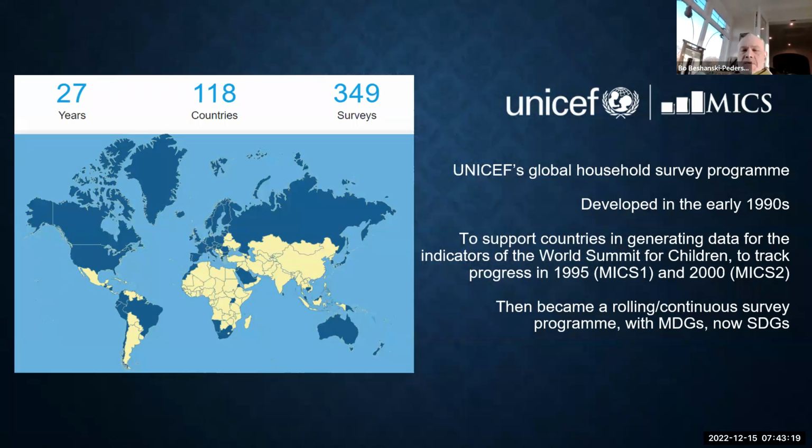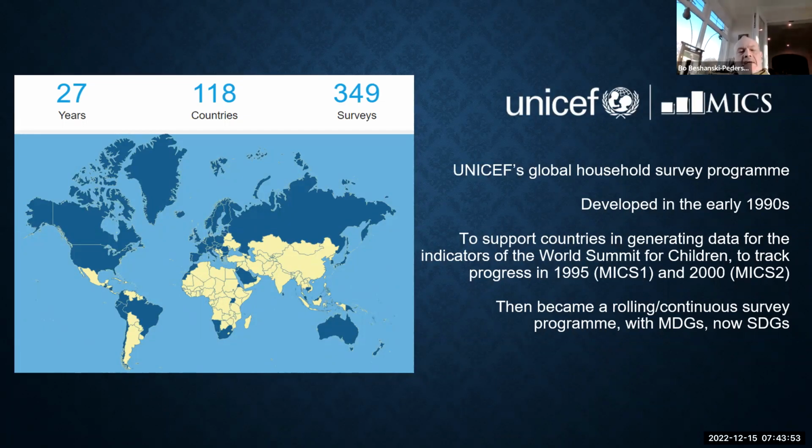But the very first MICS rounds, as we can call them, in around 95 and 2000 were, I would say, not very well coordinated. They were designed to deliver specific outputs to track the indicators here. But then as we move beyond this, there was the onset of the Millennium Development Goals and now rolling into the Sustainable Development Goal indicators.